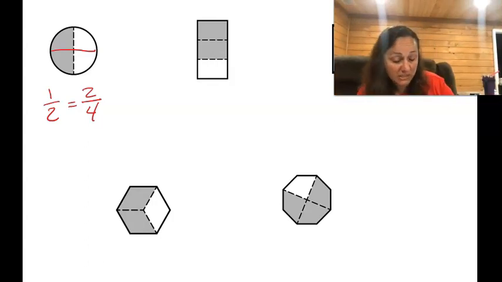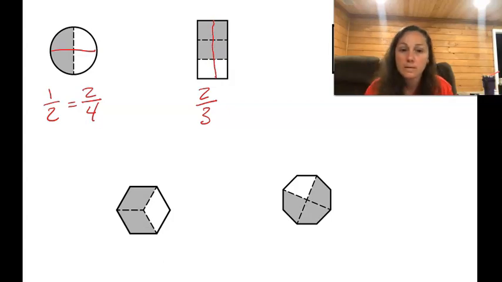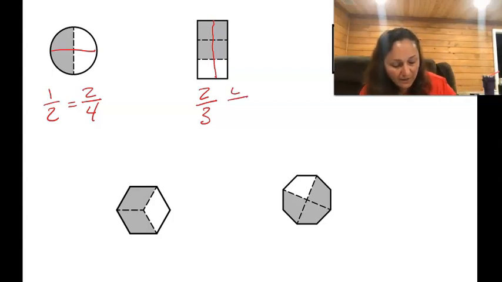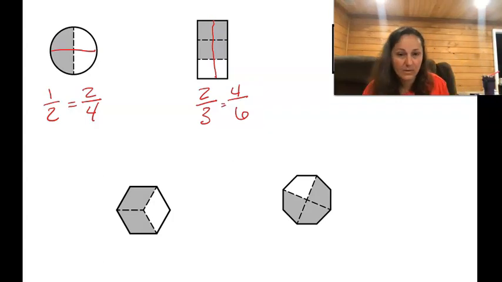Now, if I'm looking at the next shape, what is my fraction? My fraction is 2/3. And I look at that and I go, I'm going to cut those pieces again. Piece of cake. Watch this cool cut. I'm going to go right down. Okay, how many colored? 1, 2, 3, 4. 4 out of a total of 6 pieces. Guess what? Those are equivalent fractions. Crazy.